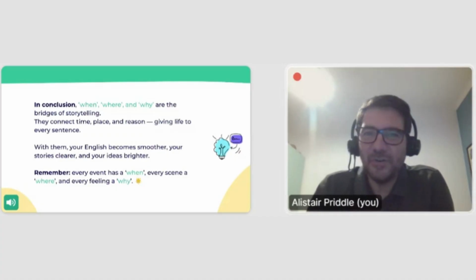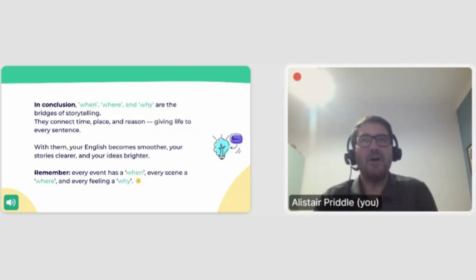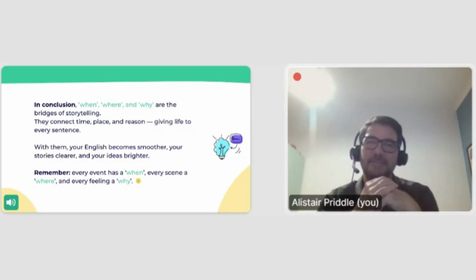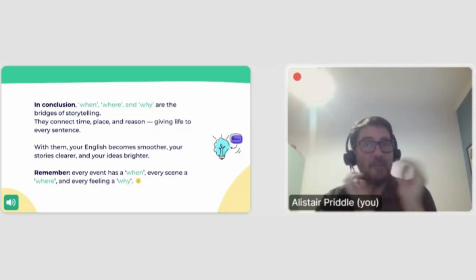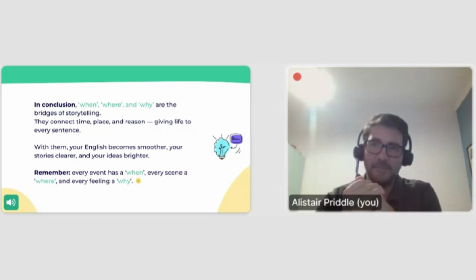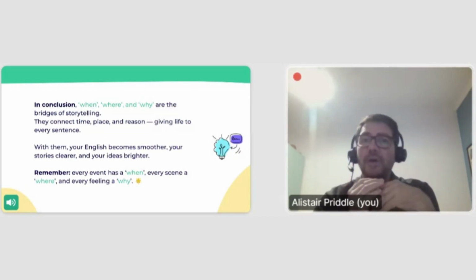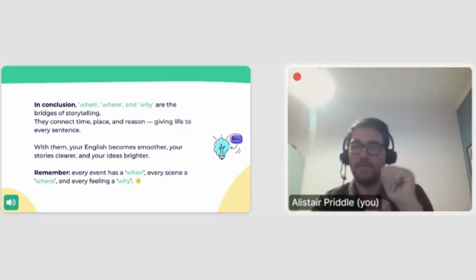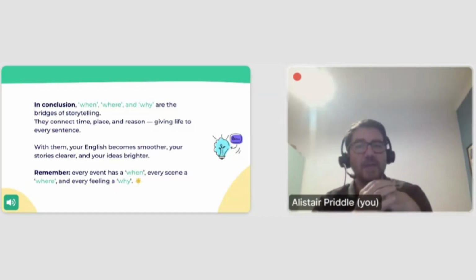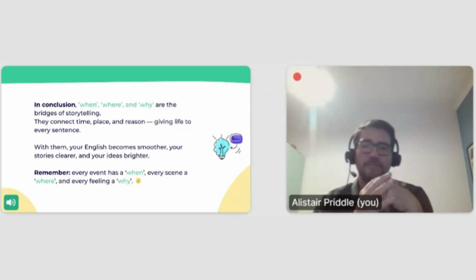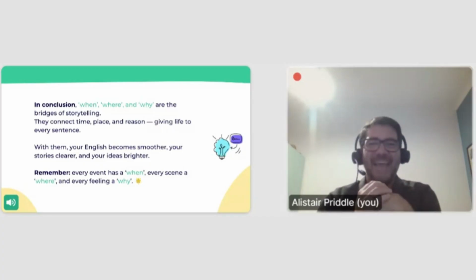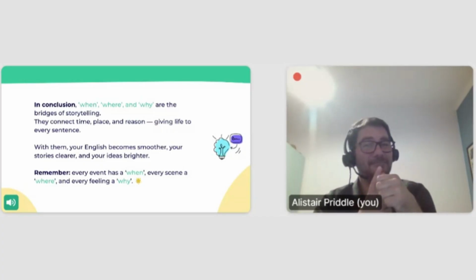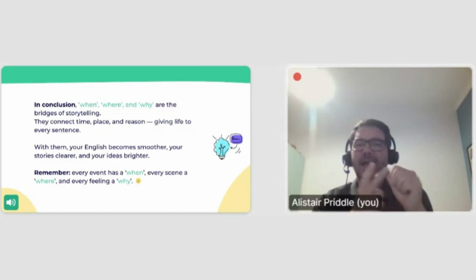In conclusion, when, where, and why are the bridges of storytelling. They connect time, place, and reason, giving life to every sentence. With them, your English becomes smoother, your stories clearer, and your ideas brighter. So remember, every event has a when, every scene a where, and every feeling a why. When, where, and why.